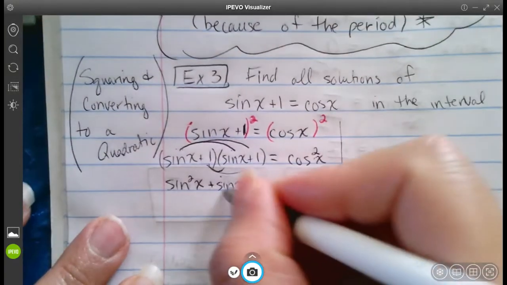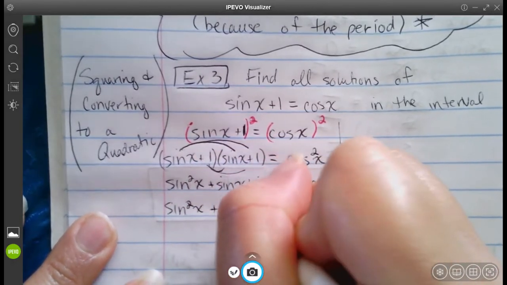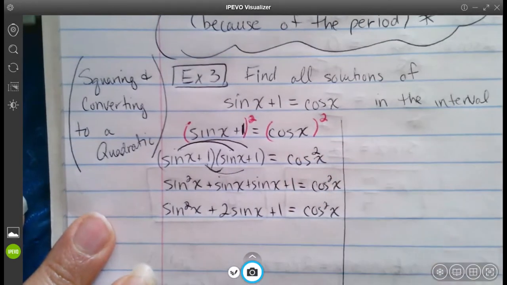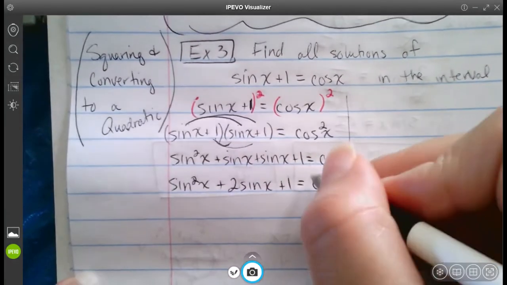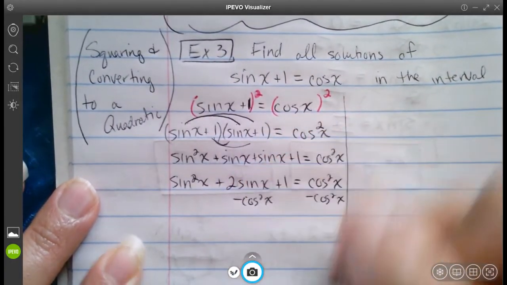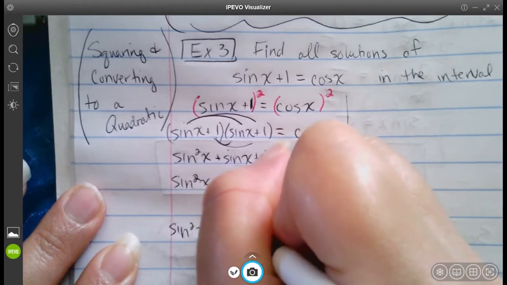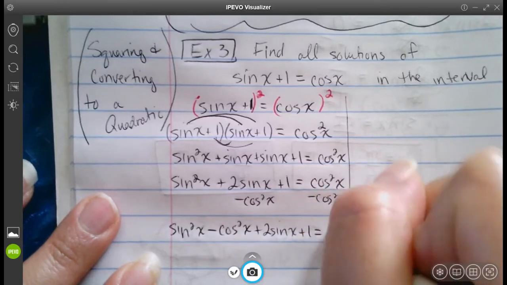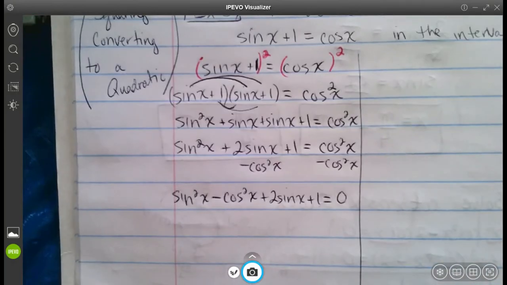Okay, let's combine these two. So we have sine squared x plus 2 sine of x plus 1 is equal to cosine squared of x. Now that I have something going on here, we're going to move the cosine squared over. So I would subtract from both sides. And that gives me sine squared x minus cosine squared x plus 2 sine of x plus 1 is equal to 0.